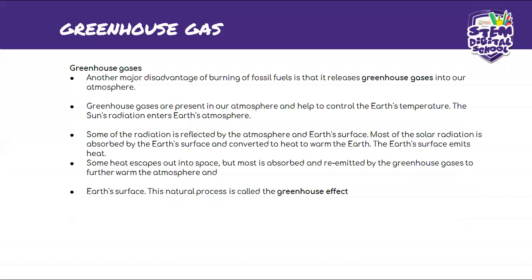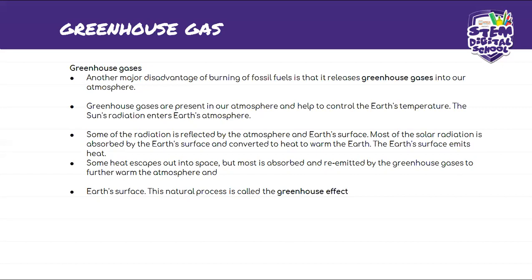Now we are going to look at what is called greenhouse gases. One disadvantage of using energy sources is that they pollute the environment. That is one. Another is that they release greenhouse gases into our atmosphere. And greenhouse gases are present in our atmosphere and help to control the Earth's temperature.